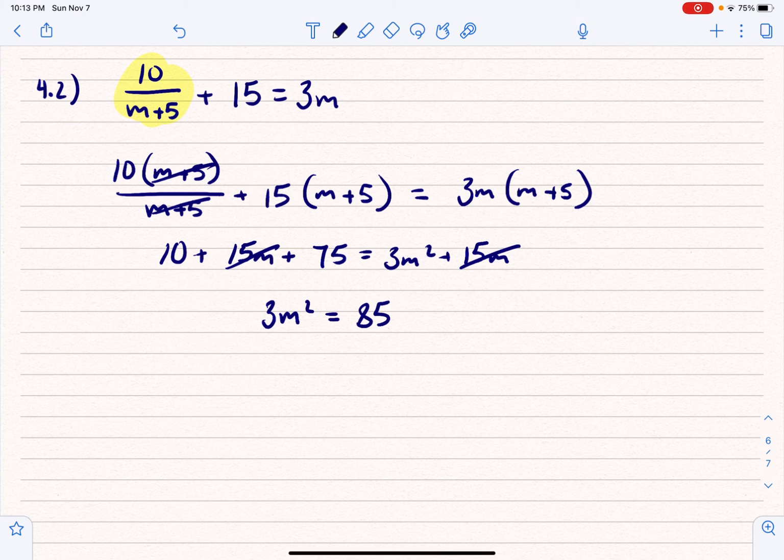All right. Let's see. What can I do? Well, this doesn't factor down very nicely. I can subtract the 85 from both sides. I get 3m squared. Let's see. I just want to make sure I didn't make any obvious mistake. No, I think that's right.